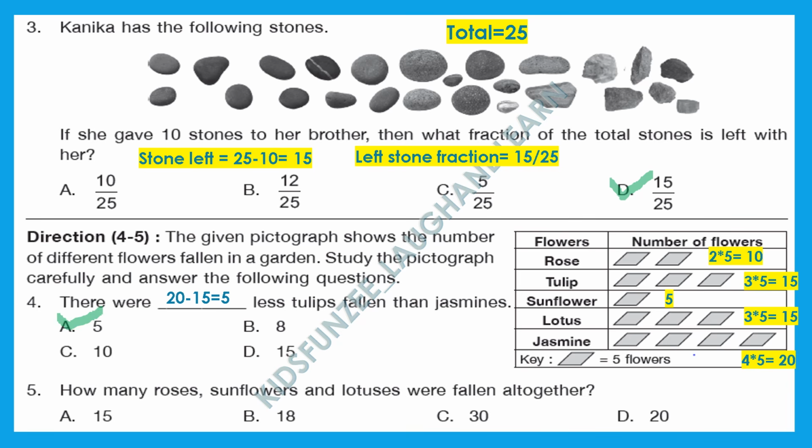Let's see question 5. How many roses, sunflowers and lotuses were fallen all together? Let's add them. 10, which is roses, 5, that is sunflower, and then we have 15, that is lotuses. So in total we got 30. The right option here is option C.